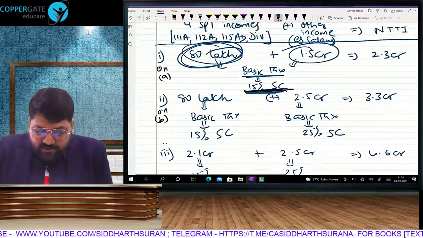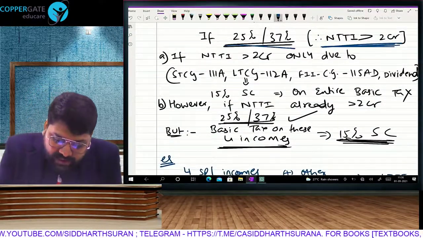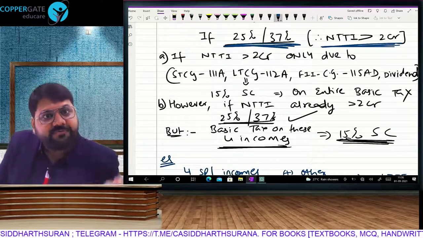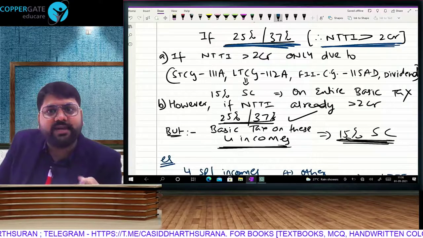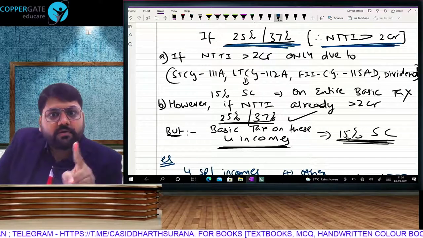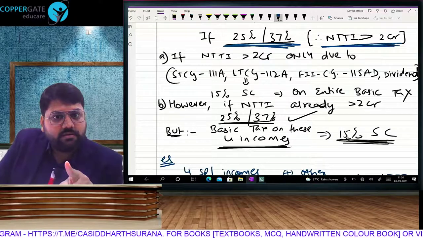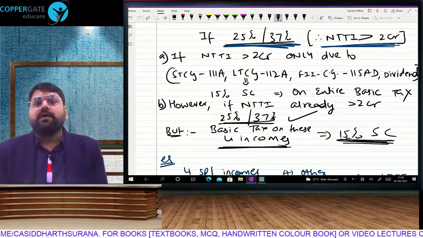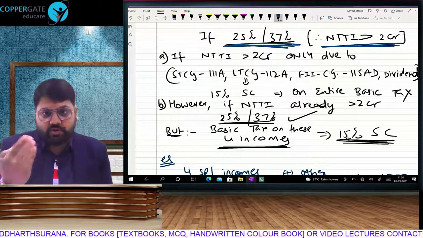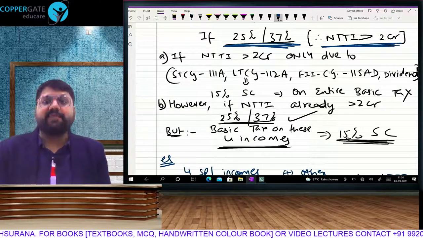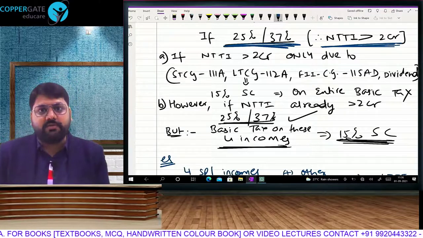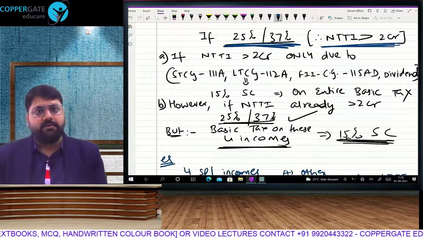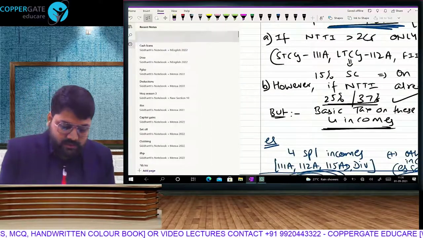All the discussion that we are doing here is whether 25 or 37 will come or won't come. 15 is already attracted the moment your total has crossed 1 crore. The question is about 25 and 37. The moment you cross 1 crore, 15 is applicable irrespective of whether it is crossing 2 or not. Whether 25 and 37 will come or won't come, irrespective of all that, 15 is going to be applicable. I have also written that only. Pay attention.